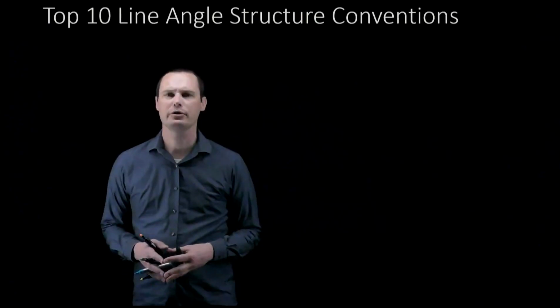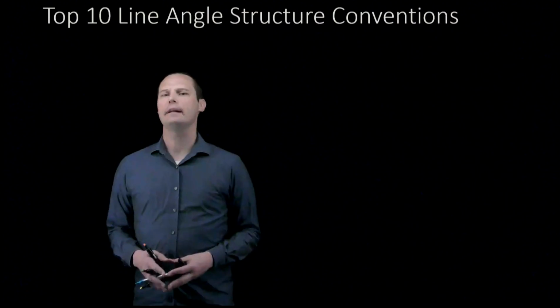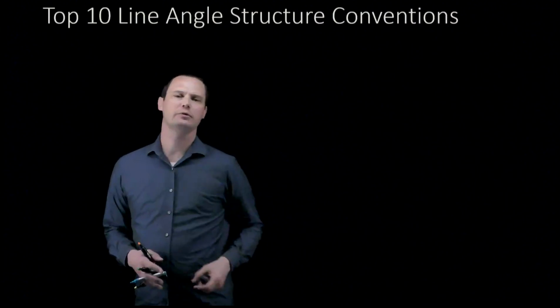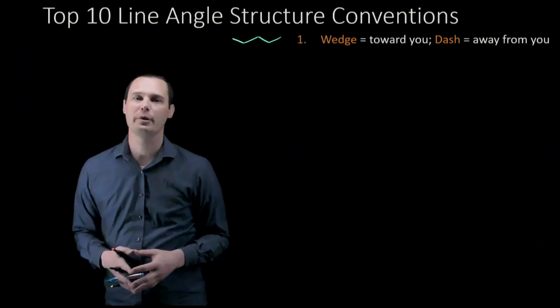While line angle structures are fast to draw and relatively easy to learn what they mean, there are a couple of line angle structure drawing conventions that you have to know to be the best OChemNinja. I'm going to show you the top 10 today. The first convention has to do with three-dimensionality.